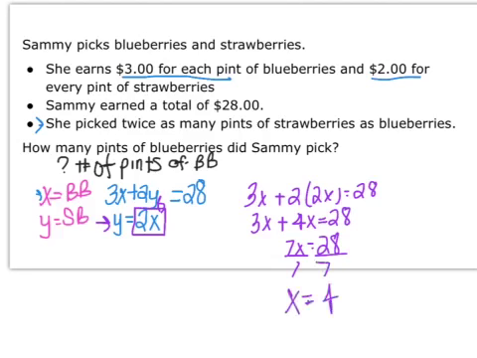Now let's go back to the question. The question was asking for the number of pints of blueberries. Well, I just found x, and x we did have as blueberries, so I am done. 4 pints of blueberries were picked.